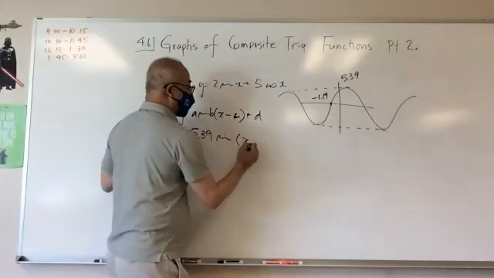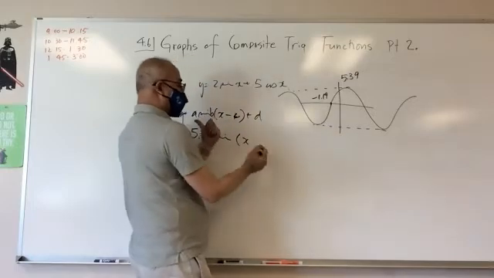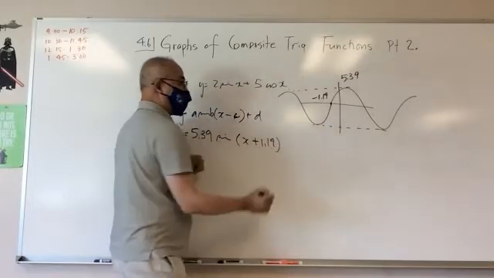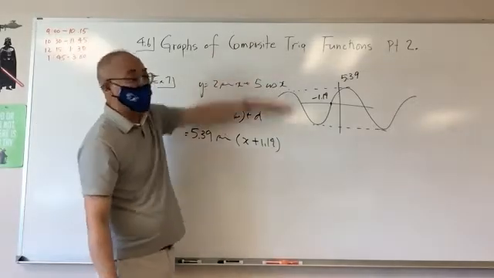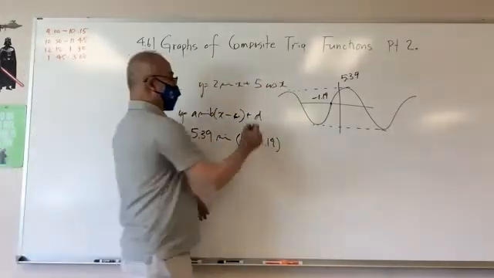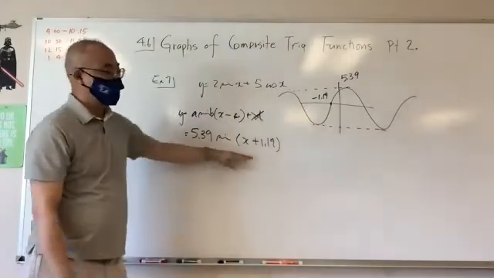But now I made a shift, and I shifted to the left. So when I shift to the left, I actually add 1.19. And y-wise, I didn't shift it up or down, so there is no D. So this is what it's going to look like.